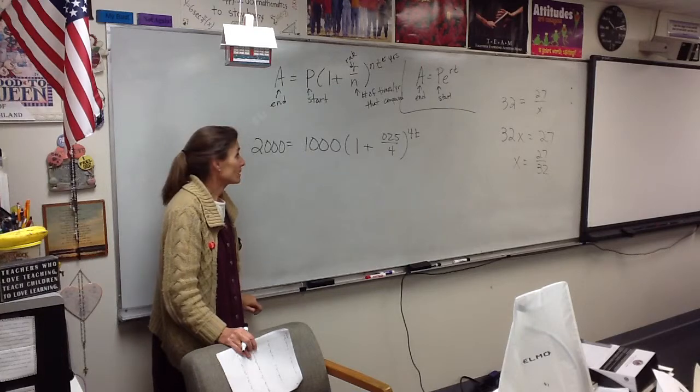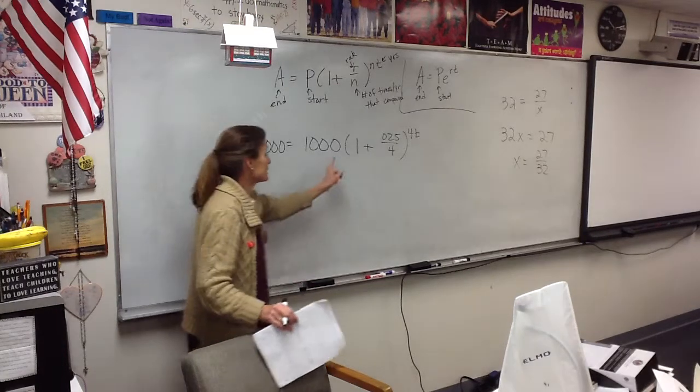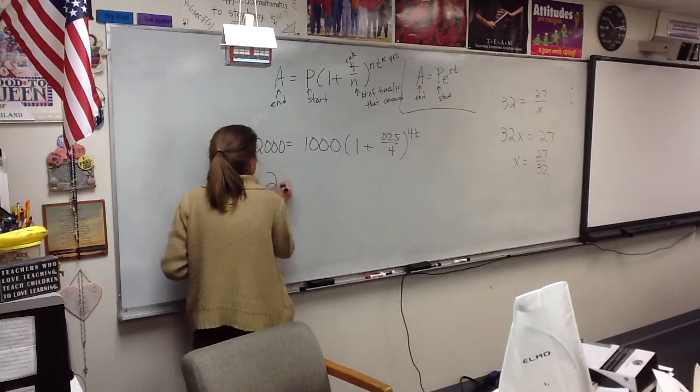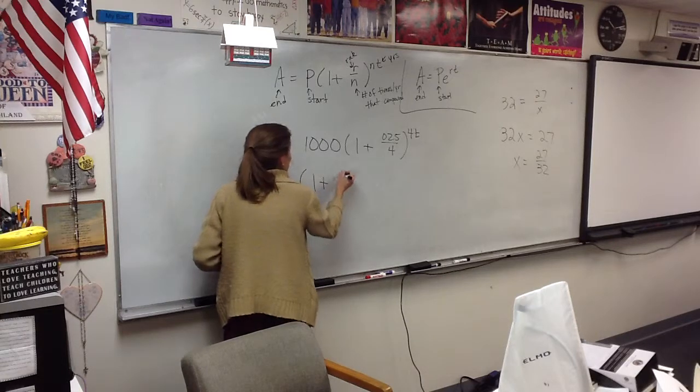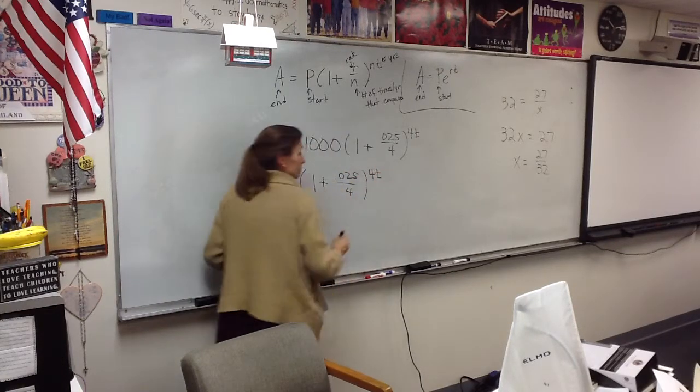Distribute that 4? Can't do that. Distribute that 1,000? I don't want to distribute it, because this has an exponent. Divide by the 1,000. Good job. Divide by the 1,000. You want to get that 1,000 moved over.